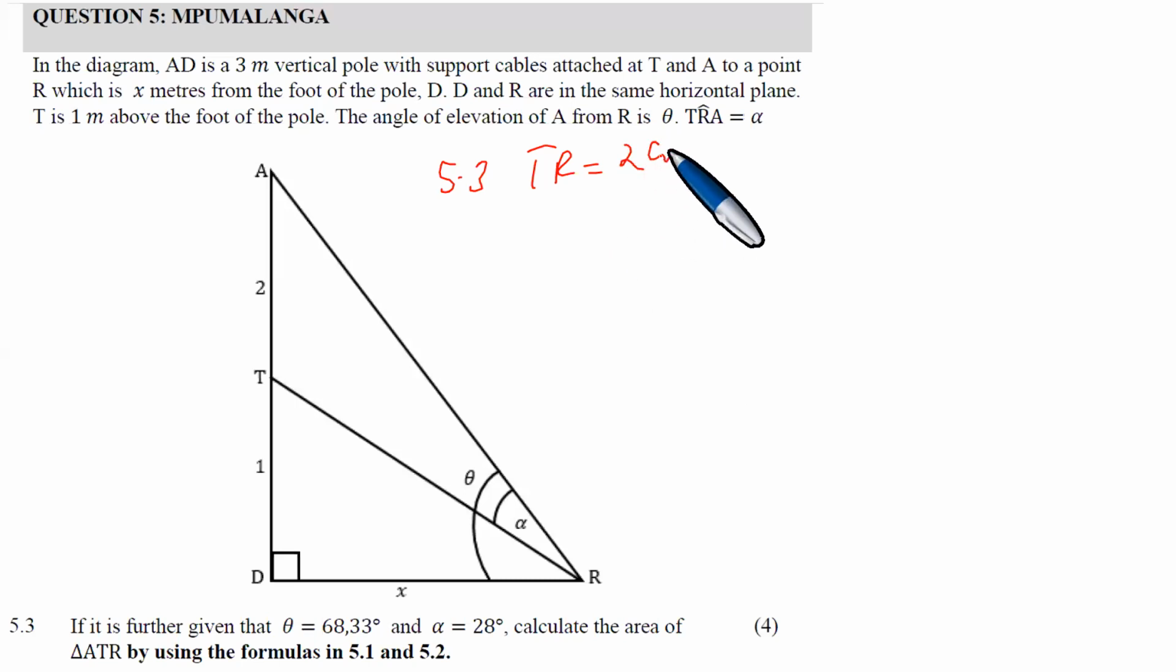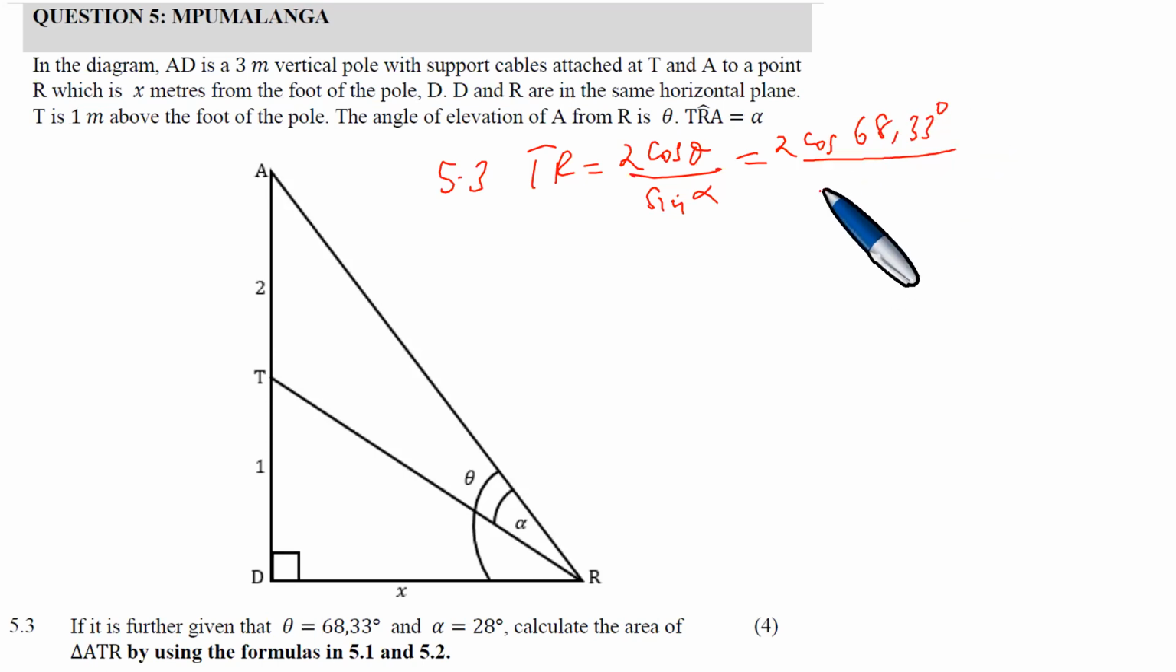So it is 2 cosine theta over the trigonometric sine of alpha. And so what you're getting is 2 cosine of theta. What is theta? It's actually 68,33. So you have 68,33 degrees. You divide these by the sine of alpha. What is alpha? It's actually 28 degrees, and we shall get the result out of this. But now we are interested in finding the area of a triangle ATR. So very obvious, right?